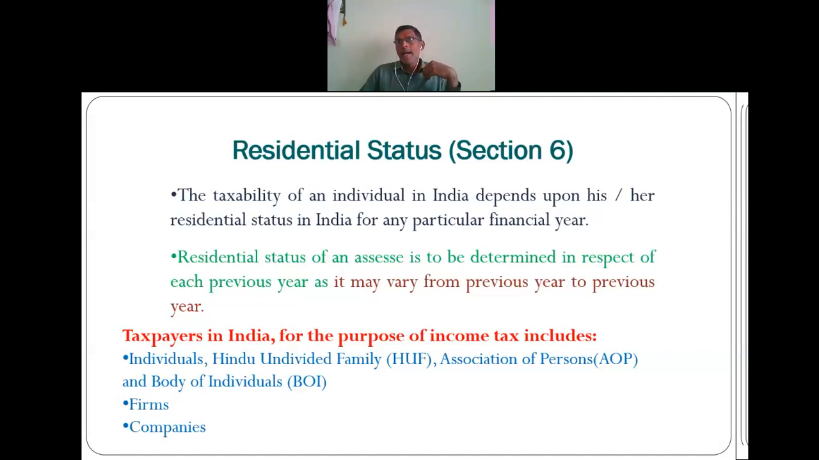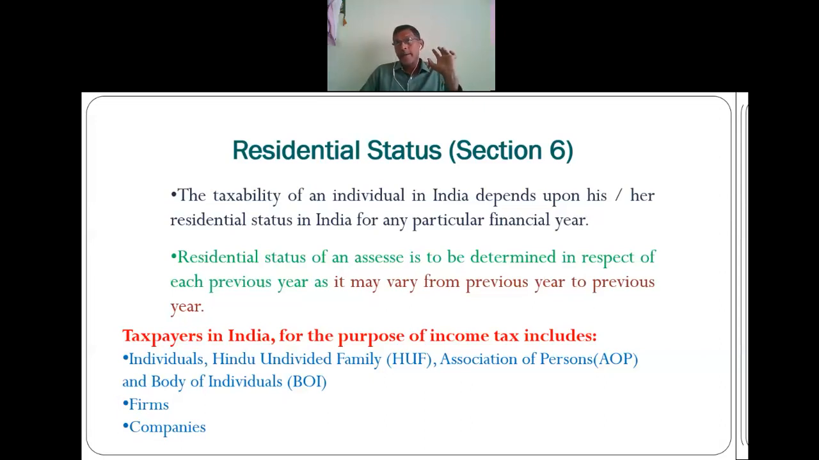The only thing is, like us, a small family, we are going to be treated as individuals. A Hindu undivided family is nothing but a big family which is headed by one person. That person is called the Karta as per the norms, and that person is going to deal with all the fiscal matters.